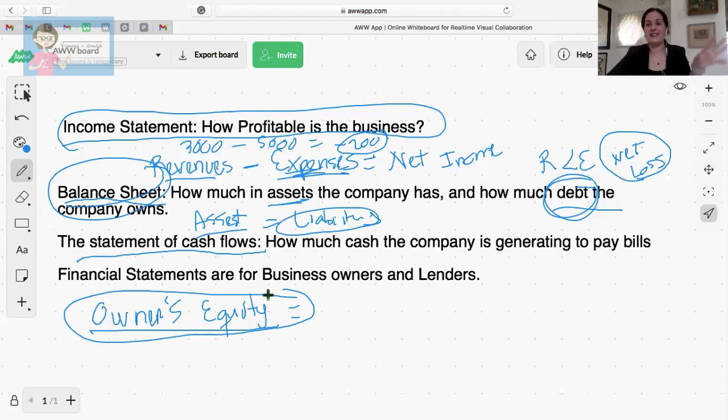So now that you understand the relationship between the 4 of them, as you can see here, the bank is just seeing 4 different things: how profitable the business is, how much in assets and how much debt you owe, how much cash the company is generating to pay the bills, and finally the owner's equity, how you're treating your investors, how much equity.